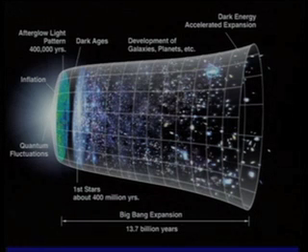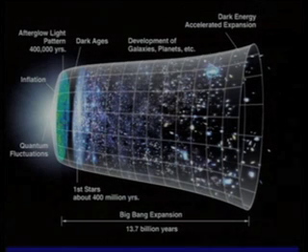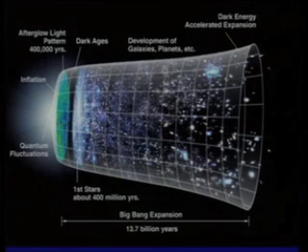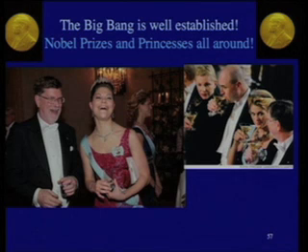We have to understand that about here is when our solar system started forming. These are the kind of things that we're able to predict with quite great accuracy now. And so the Big Bang is well established.